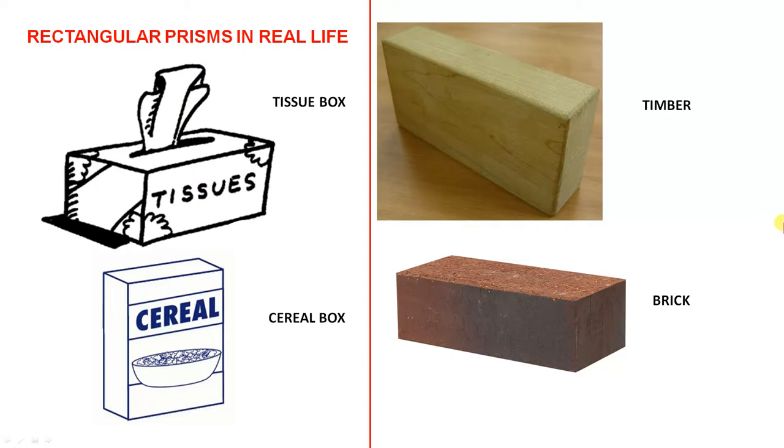Rectangular prisms in real life. So here are some examples of rectangular prisms in real life. We've all seen the tissue box. I'm sure we've all seen, and we have cereal boxes in our home. Timber, used by builders. A lot of timber is in the shape of a prism. Different type of prism. Could be a square prism or a rectangular prism like this one. And also bricks, which are used in building. All examples of prisms in real life.